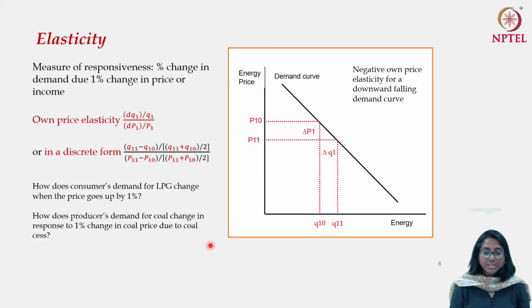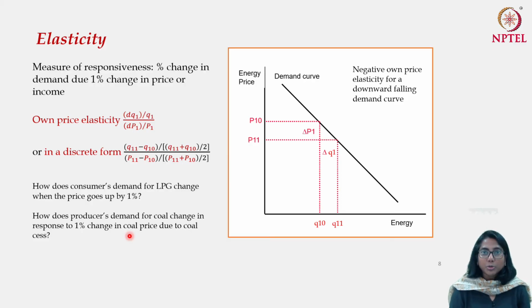The second kind of question, which is also very important, is about the producers. How does producers' demand for coal change in response to a 1% change in coal price for some reason, for example, the coal cess? So what is coal cess? Coal cess is basically the price that one has to pay for using the coal. So some additional money that you are paying for using the coal on top of the market price of coal. Why is it so?